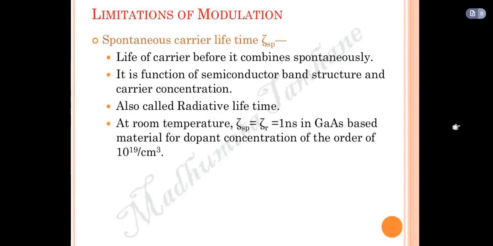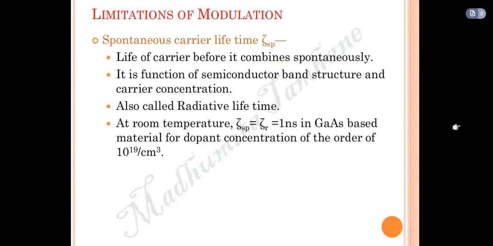What are the limitations? The first limitation we discussed is the spontaneous carrier lifetime. Based on that, the basic thing we have seen is the radiative lifetime. What is radiative lifetime all about? It is the life of a carrier before it recombines spontaneously. Clear? That we also covered in the previous session.